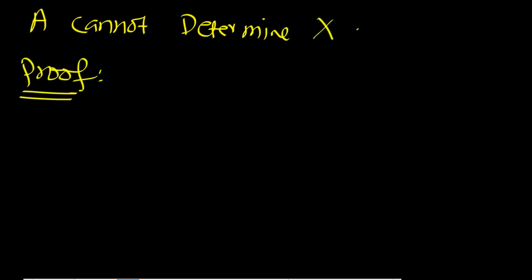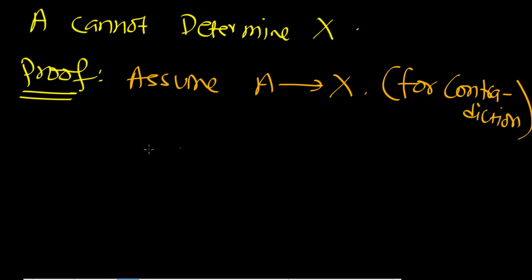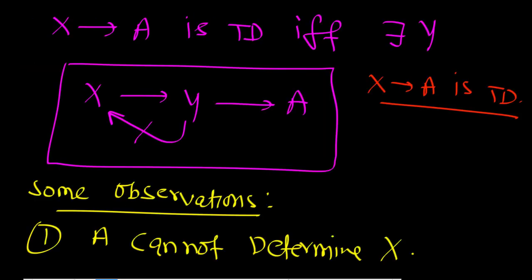Let us assume A determines X. Okay, prove by contradiction. So assume A determines X. Now what will happen? If A determines X, then what will happen? Now you can get a contradiction. So for contradiction, we are assuming that A determines X.